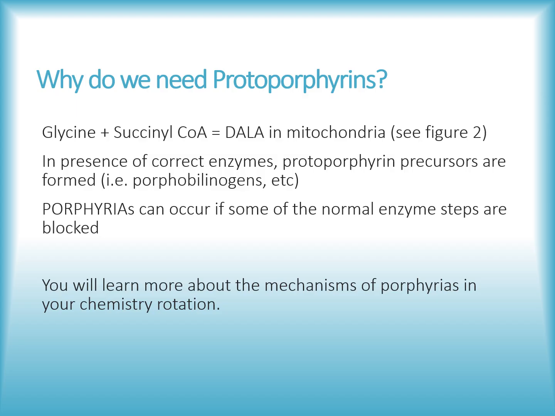So we have porphobilinogens, and there's a condition that can occur called porphyrias. You're going to learn all about porphyrias in chemistry when you get to your enzymatic disorders, but we are going to briefly talk about it because it is something that can affect our protoporphyrin ring production. Porphyrias can occur if some of the normal enzymatic steps are blocked. And then we see things like darkening of the skin and the eyes and discoloration of the body. But again, you'll learn more about those mechanisms when you get to your chemistry rotation.